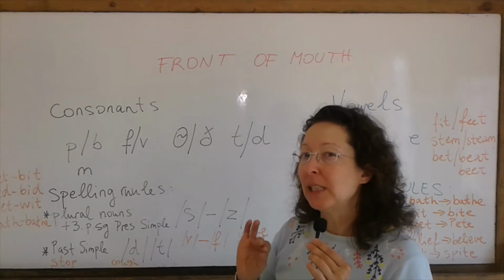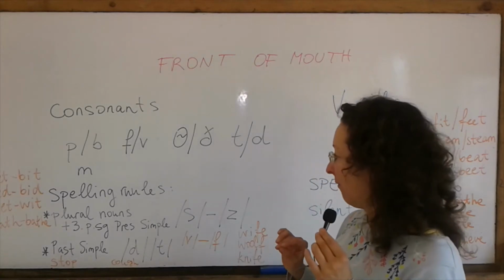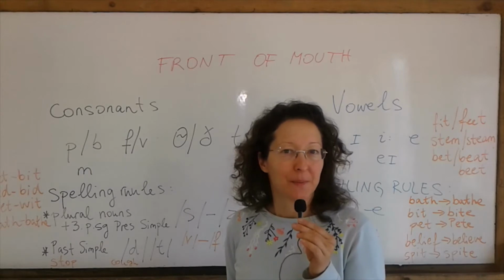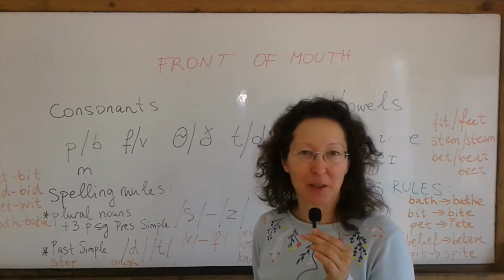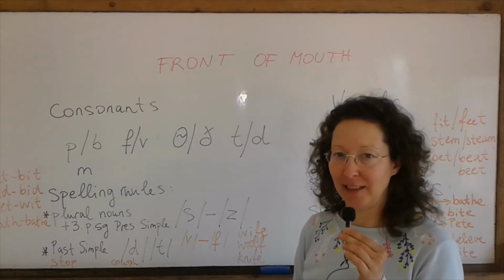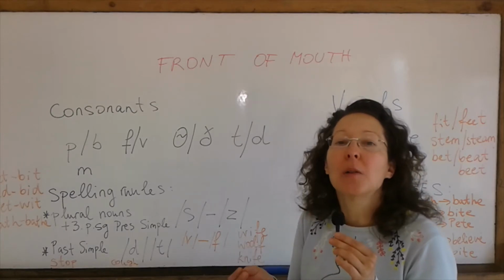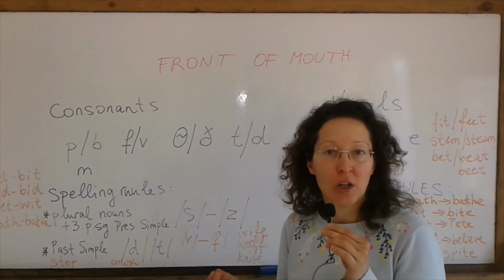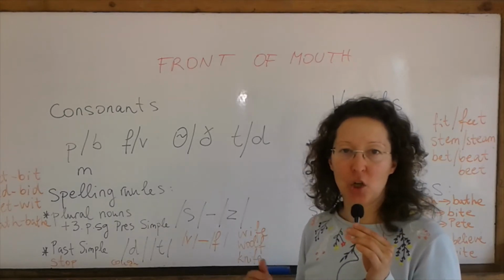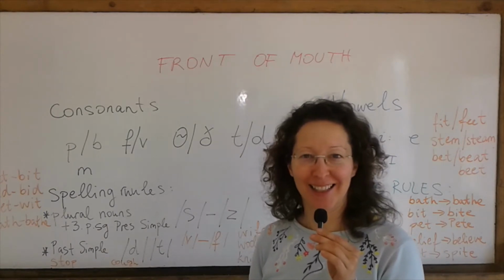Now, this same spelling rule is also valid for verbs in the present simple. We also add the s or es ending or suffix at the end of the verb, but we also pronounce it either s or z. We're going to talk about the pronunciation of this in the next lesson, in lesson 3.